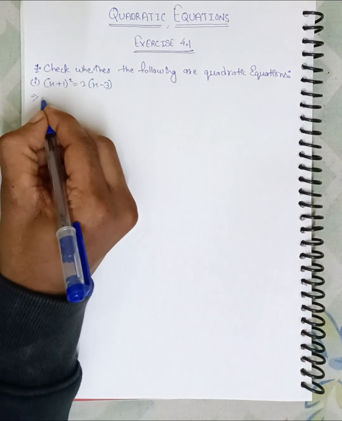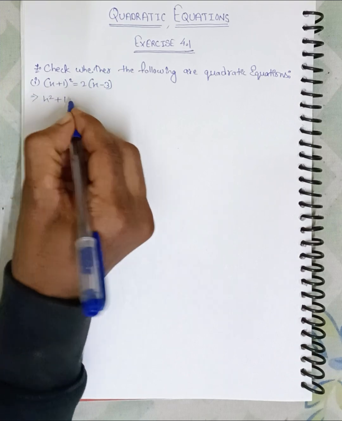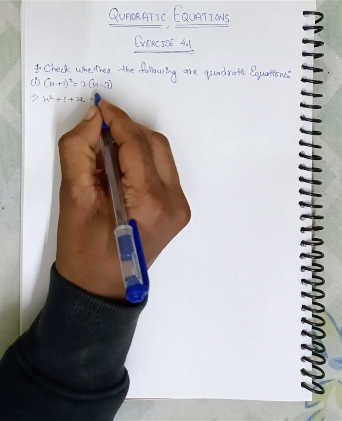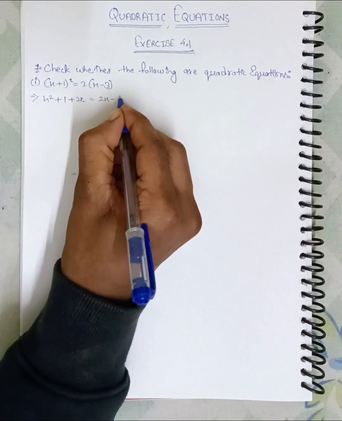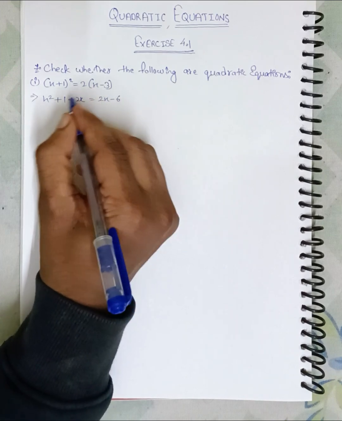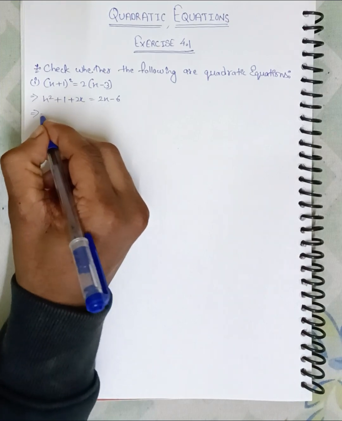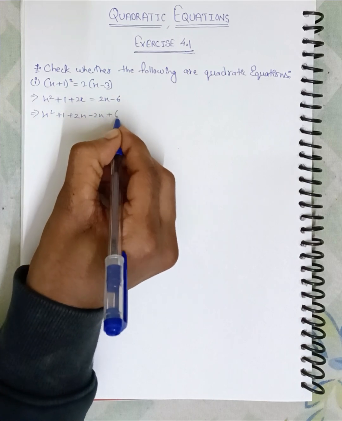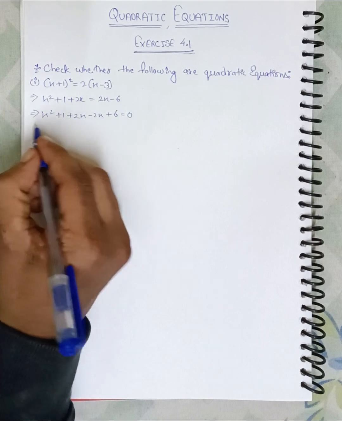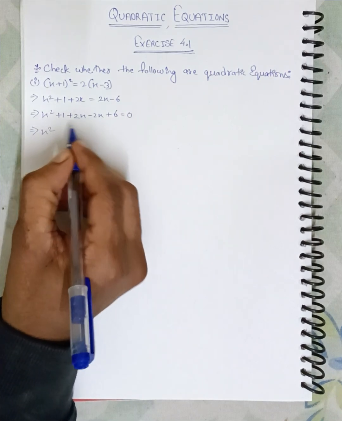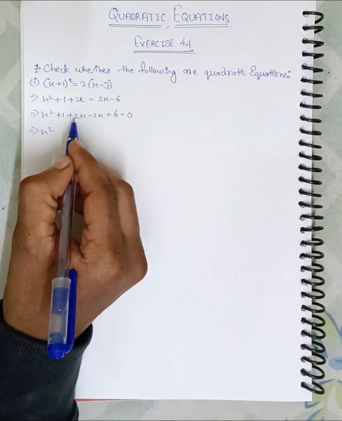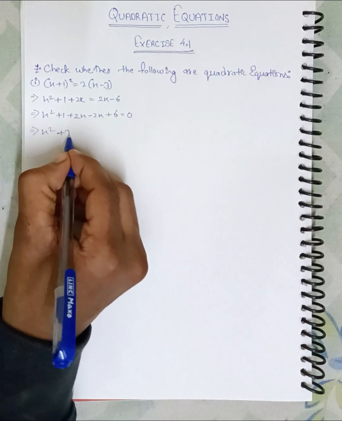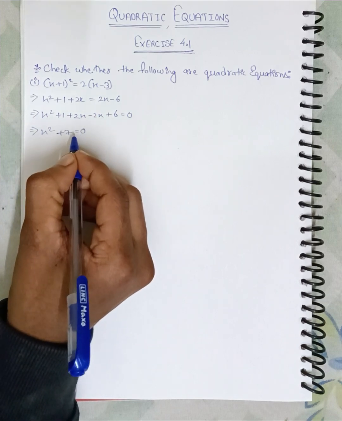Applying (a plus b) whole square, we will get x square plus 1 plus 2x. Now we will multiply 2 with x minus 3, that is 2x minus 6. We will transfer these two terms to the left hand side and equal to 0. Now we will further solve. So plus 2x minus 2x is equal to 0 and plus 1 plus 6 is equal to 7, that is equal to 0.